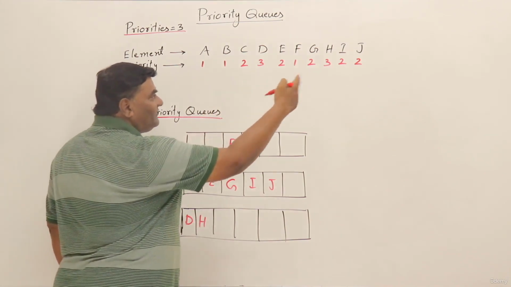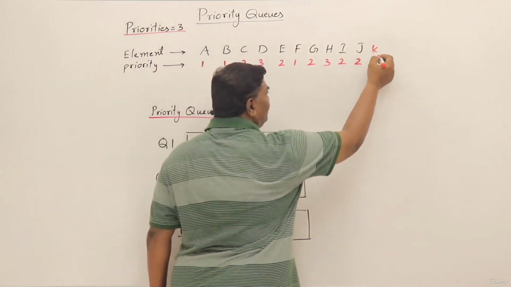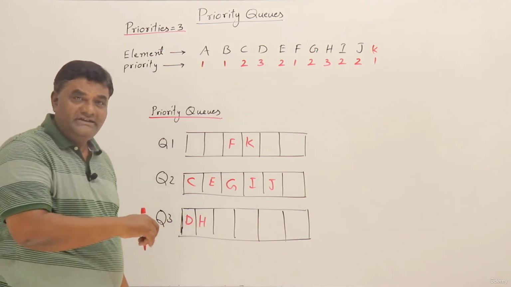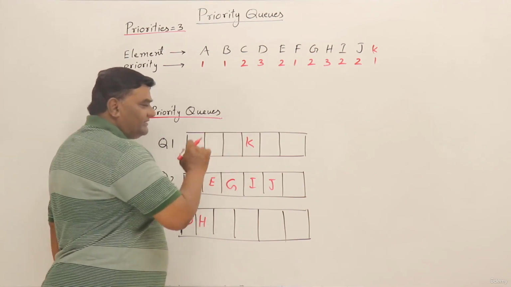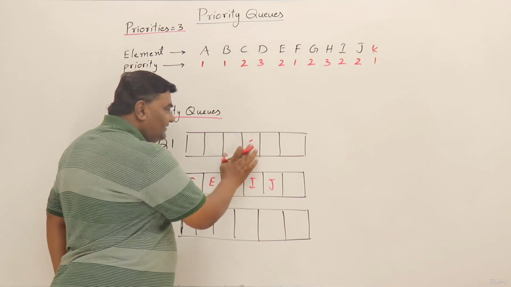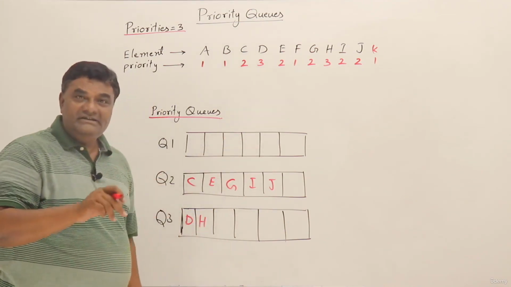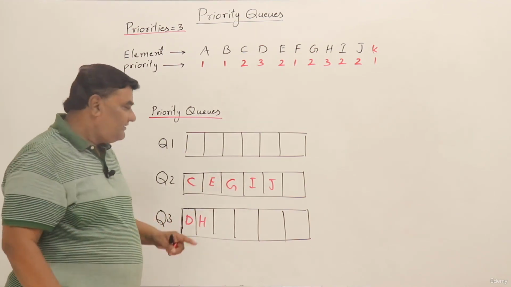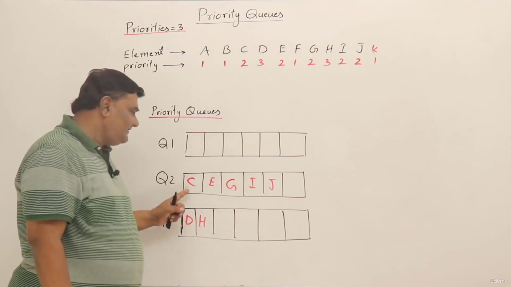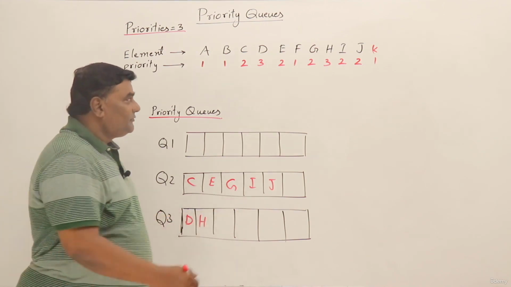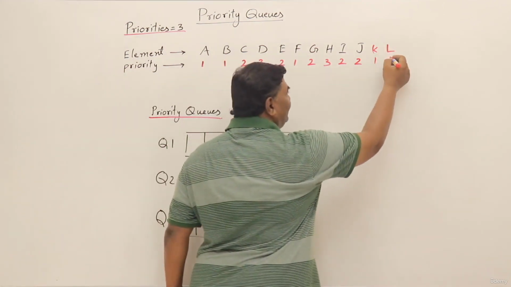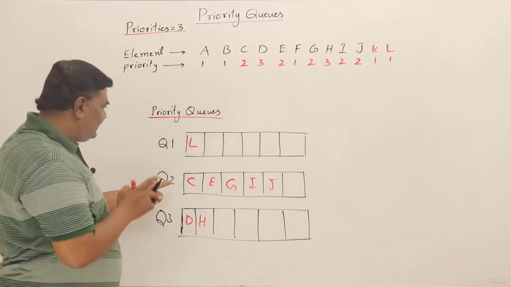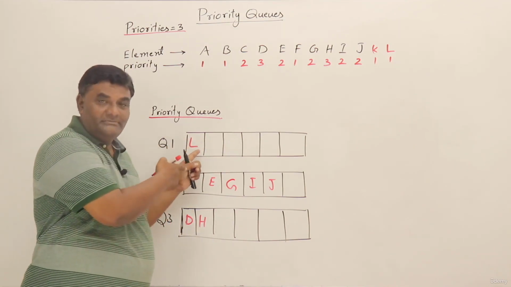Suppose after J I got one more element whose priority is 1 only. Then it will come here only in Q1. Now again I want to delete. Okay, from Q1 deleted. I want to delete, Q1 deleted. Now again delete. Q1 is empty. Then go for the second priority, that is this one. Now start deleting the elements from this queue. Suppose after this again I have one element L whose priority is 1. It comes here. Then again if I want to delete, I must delete this one.